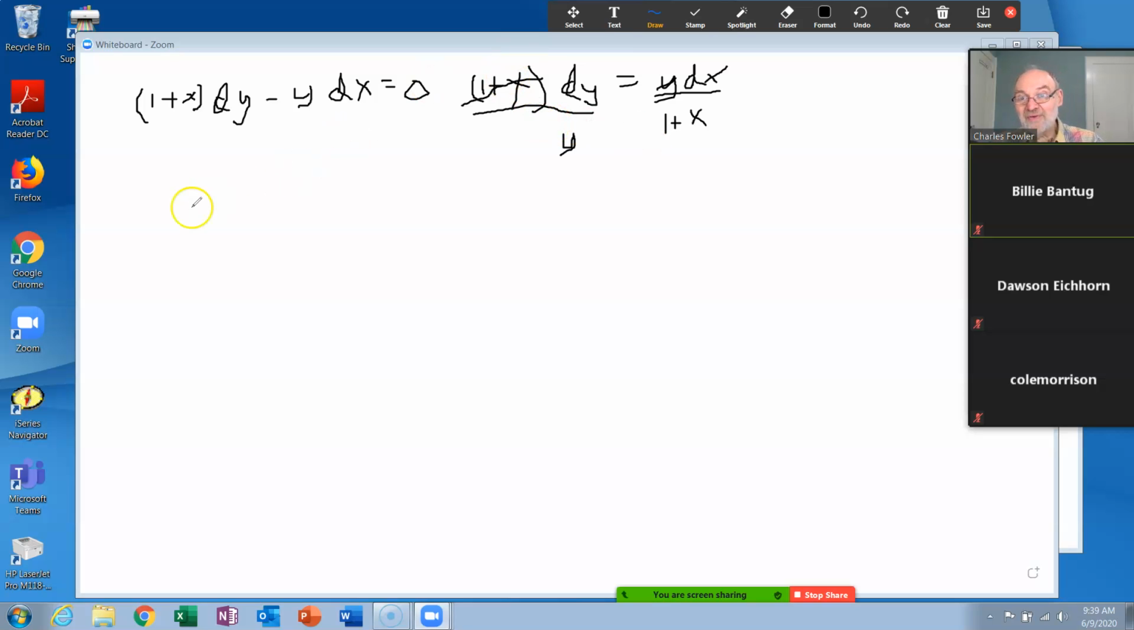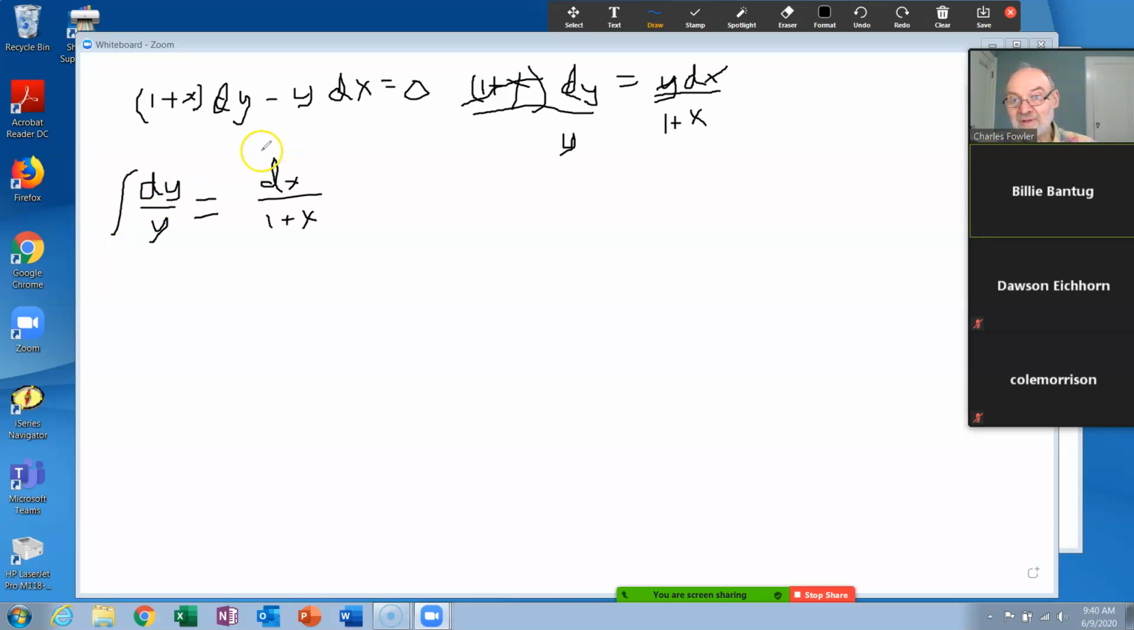So what is your differential equation now? dy over y is equal to dx over 1 plus x. Now you do have your variables separated completely. This is a y, by the way, okay? So what do we do at this point?